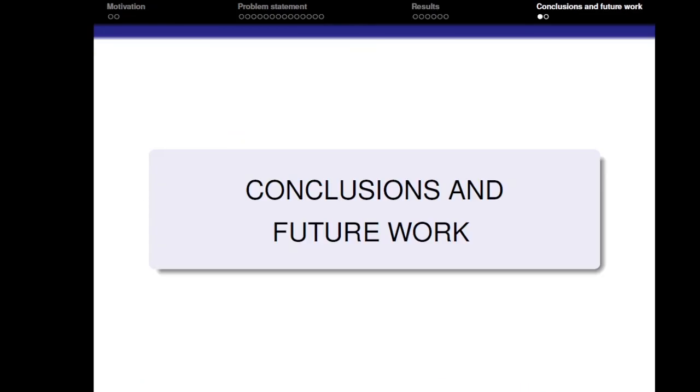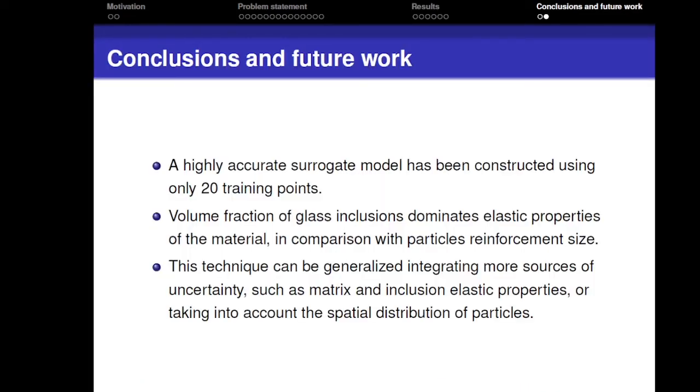Conclusions. A highly accurate surrogate model has been constructed using only 20 training points. Moreover, we have found that the volume fraction of glass inclusions dominates the elastic properties of the material in comparison with particle reinforcement size. We find it interesting that this technique can be generalized by integrating more sources of uncertainty, such as matrix and inclusions elastic properties, or taking into account, for example, the spatial distribution of particles.